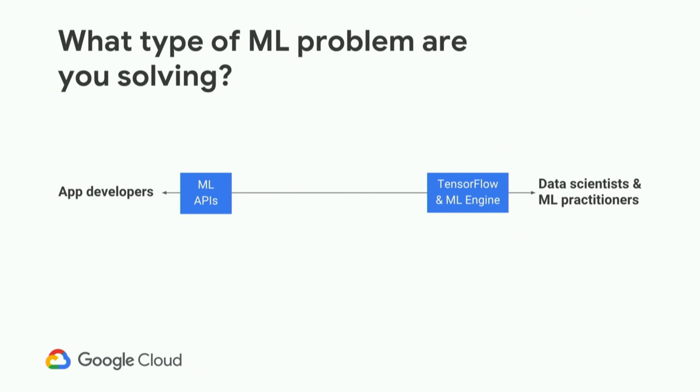So before I start solving a machine learning problem and picking the tool I'm going to use, I like to think about the type of ML problem that I'm solving. And on Google Cloud Platform, we have a spectrum of machine learning offerings. So on the left-hand side, we have products that are targeted more towards application developers. If you're new to machine learning and don't have any machine learning experience, we offer 5 pre-trained APIs. These give you access to pre-trained machine learning models. All you need to do to access them is make one REST API request.